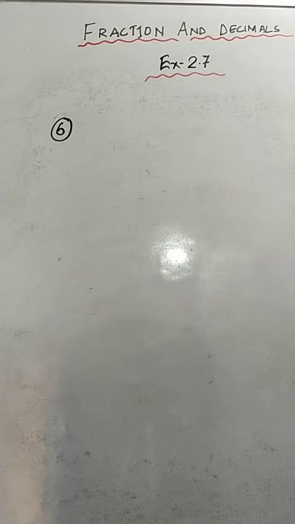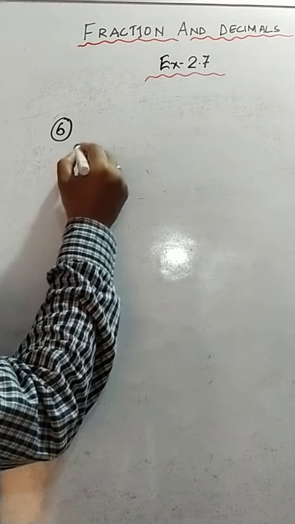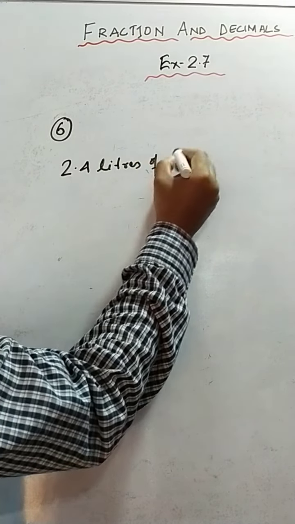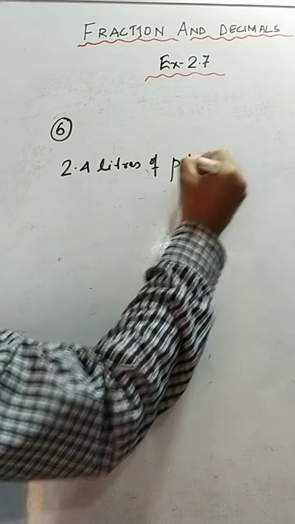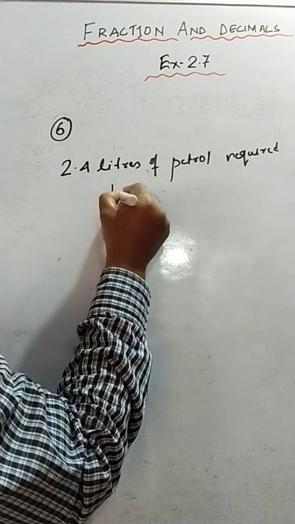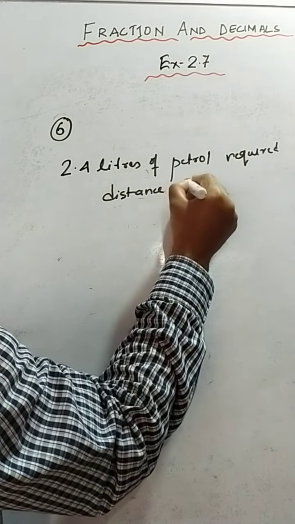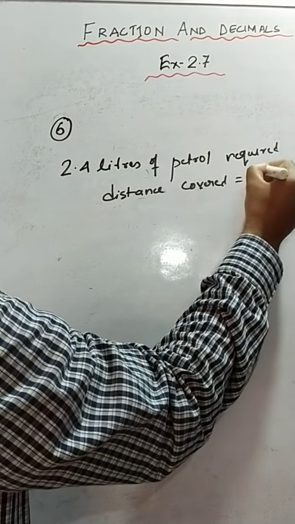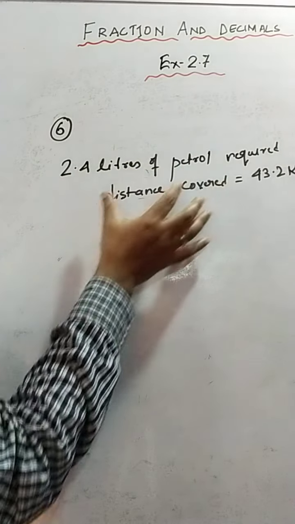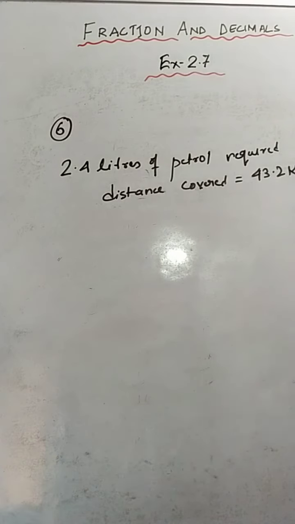So how to write the statements then? So we have to write: 2.4 liters of petrol, required distance covered. The required distance covered is what? 43.2 kilometers, isn't it? So with this many liters of petrol, how much distance is it covering? 43.2, isn't it? Now we have to find out how much distance will it travel in 1 liter then.